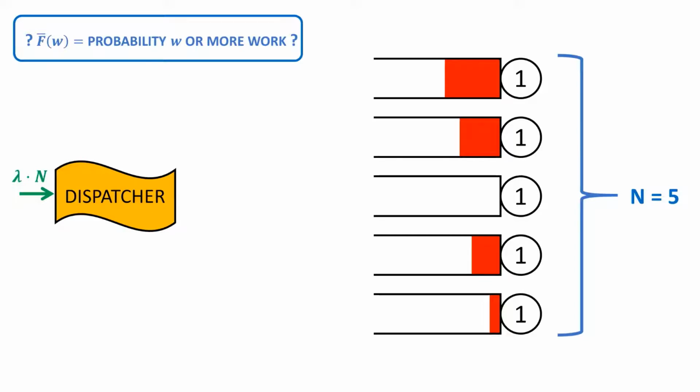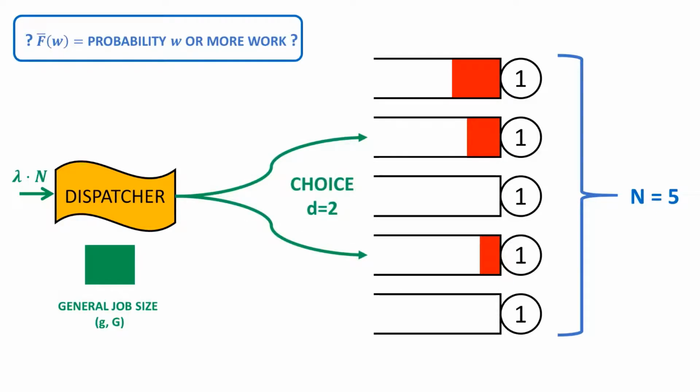As time progresses, the amount of work in each of the queues decreases. Then an arrival occurs, which has some distribution for which we denote by lowercase g and capital G its density and cumulative distribution functions. This arriving job picks d servers at random. For simplicity, we set D equal to 2 throughout this presentation.